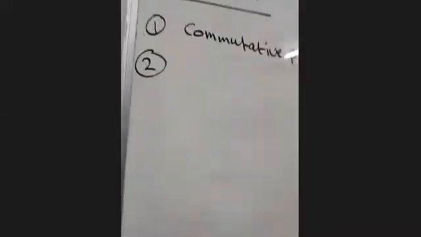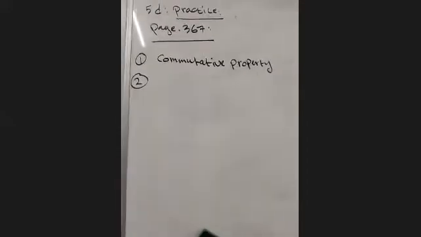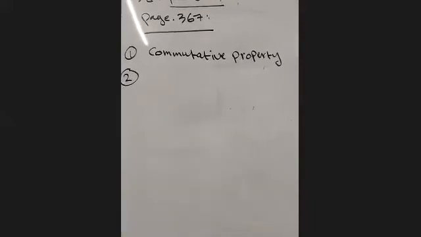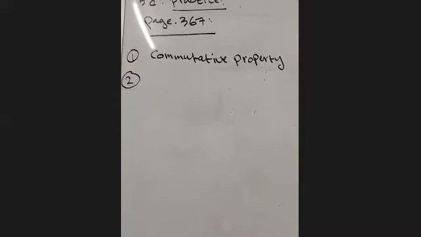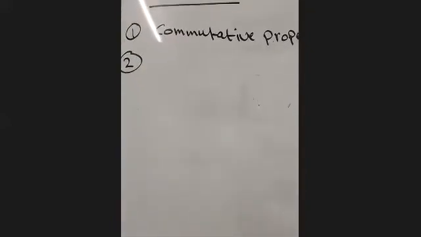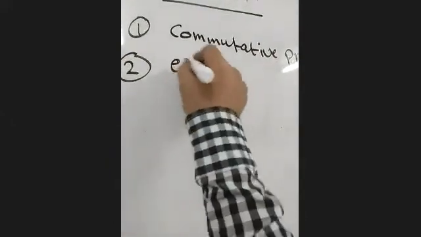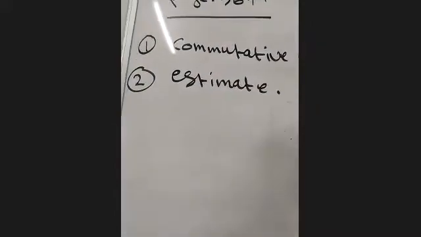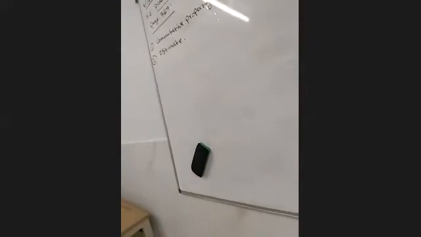Question 2. Ibrahim, read. When you round a number, you find its blank. What will we fill it with? We will fill it with estimate. When we round a number, we find its estimate, right? They wrote it up and down, estimate.